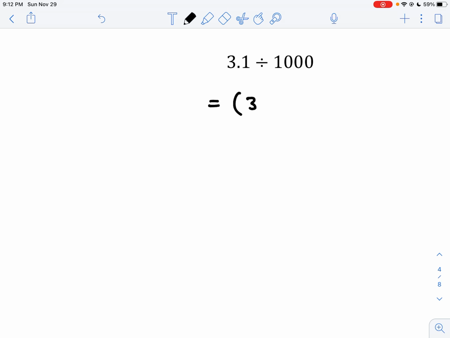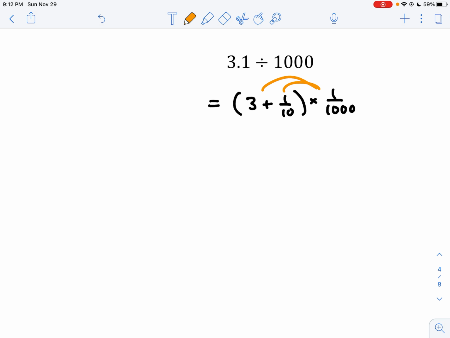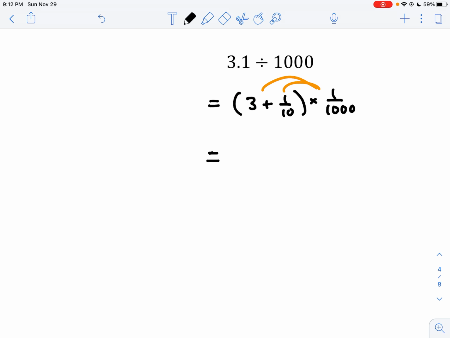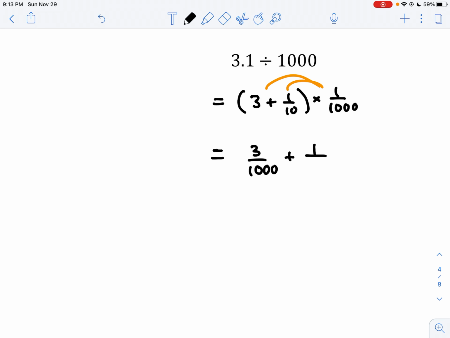3.1 divided by 1,000. So again, we have 3.1, which is 3 1/10. And instead of dividing by 1,000, we're going to multiply by 1/1000th. So invert and multiply, and then use the distributive property. So we have 3 copies of 1/1000th. That's 3,000ths. And then we have to do 1/10 of 1/1000th. That's going to be 1/10,000th. You just multiply the two denominators. 10 times 1,000 is 10,000, using our rules for multiplying fractions.